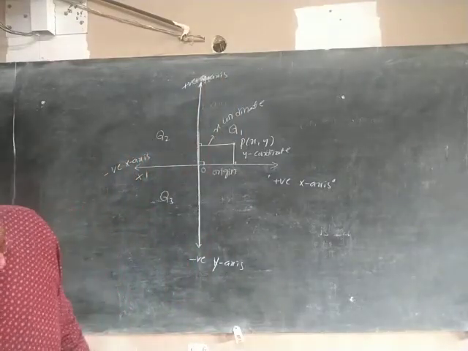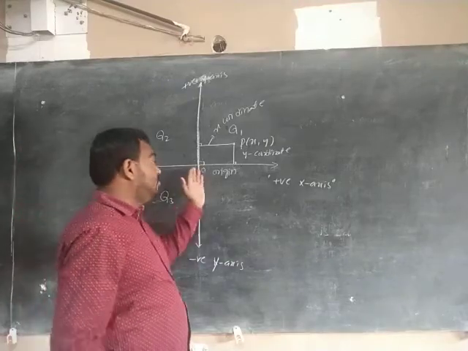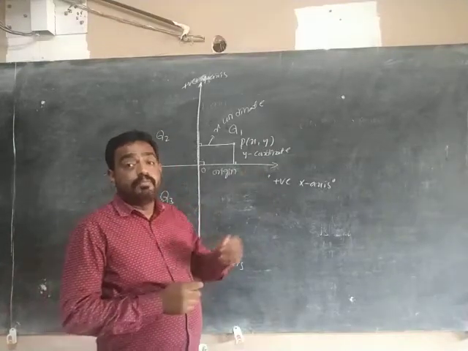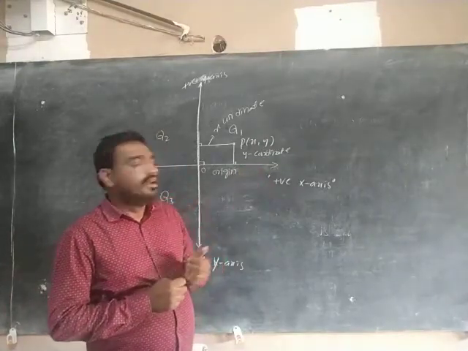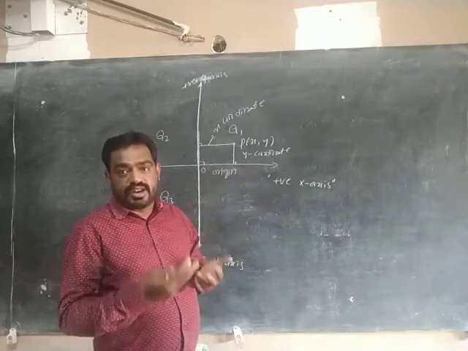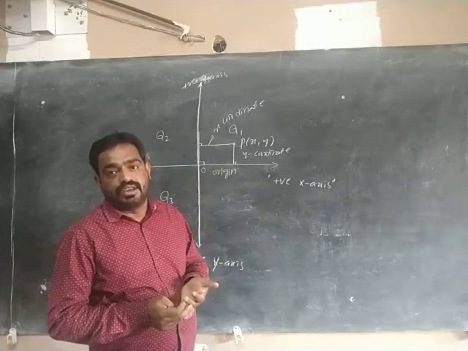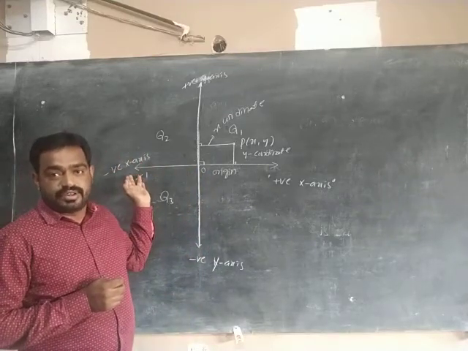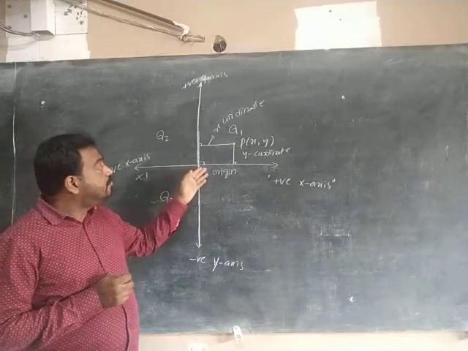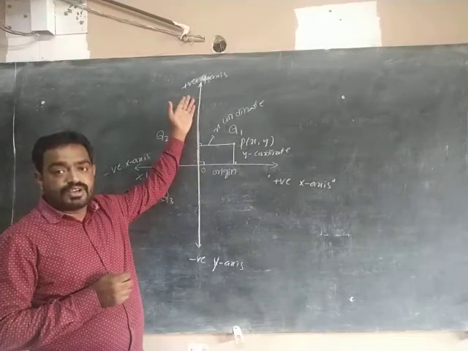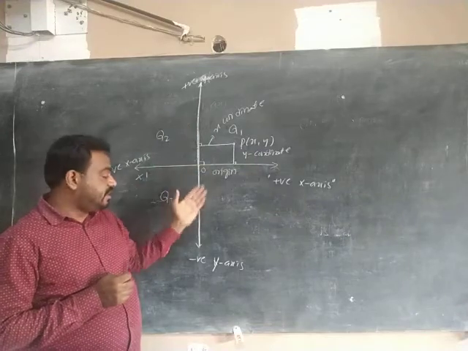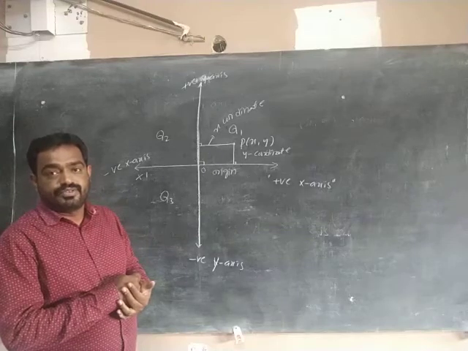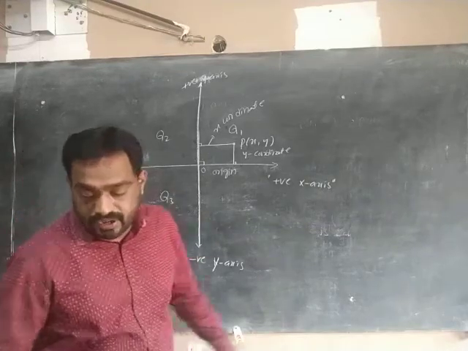See here, on the positive x axis, we are writing positive real numbers only. On the negative x axis, we are writing negative real numbers only. On the positive y axis, we are writing positive real numbers. On the negative y axis, we are writing negative real numbers.